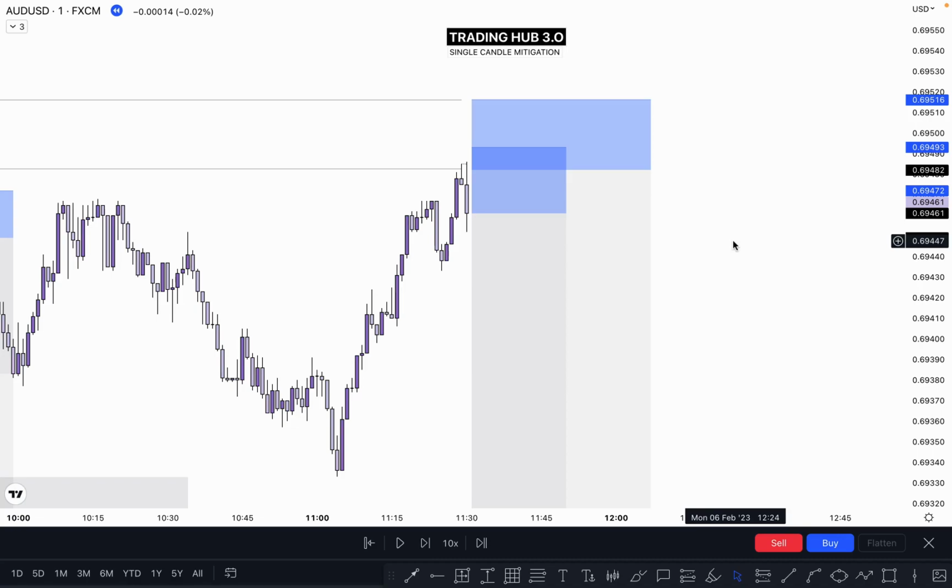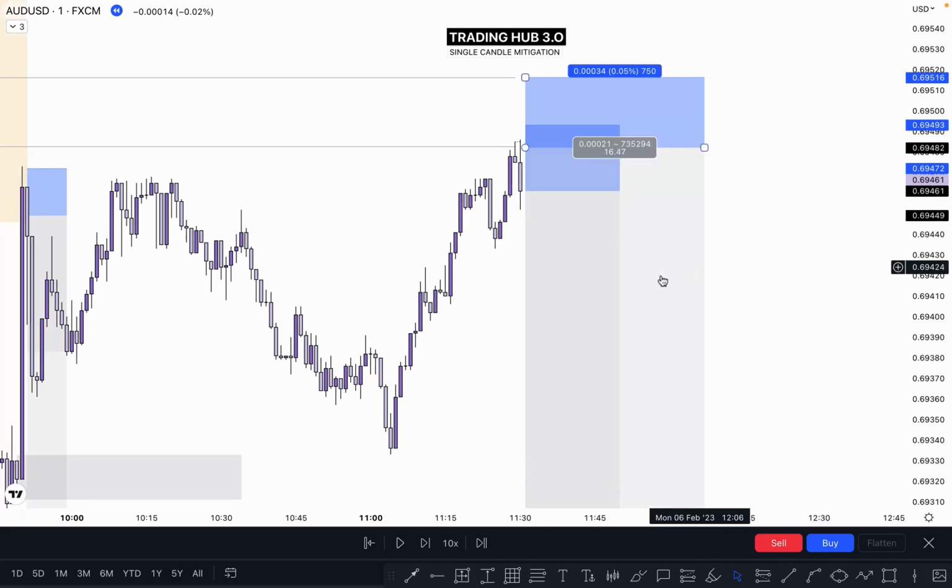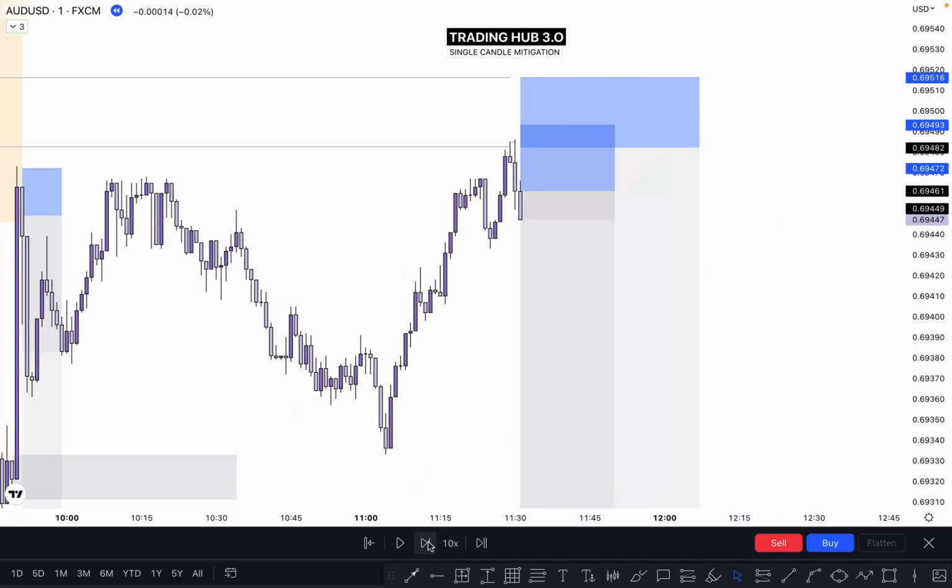Sometimes you miss the single candle order block entry, sometimes you miss the direct entry, then you can also catch the change of character based entry here. CHoCH and flip entry model is also applicable here, correct? So let's see what happened next after this one.